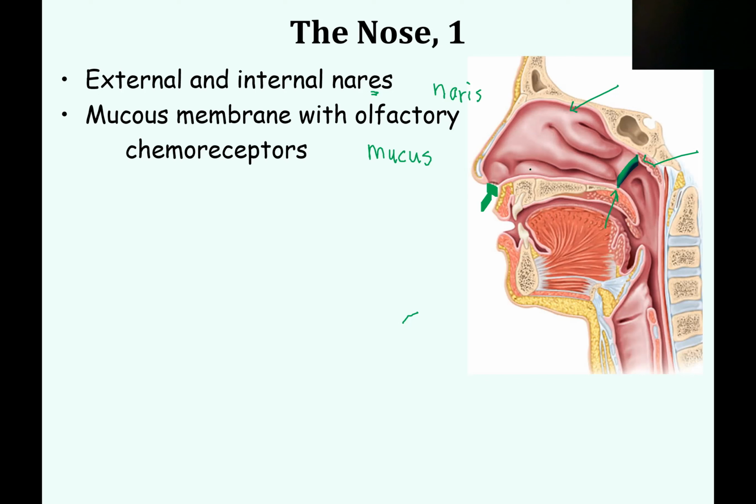Olfactory chemoreceptors are sensitive to the presence of chemicals, which are either lipid or water soluble and volatile. So in order to smell something, it has to be lipid or water soluble and volatile. Okay, so it covers all the internal surfaces.